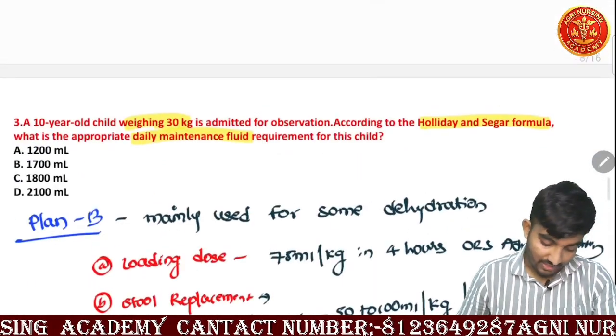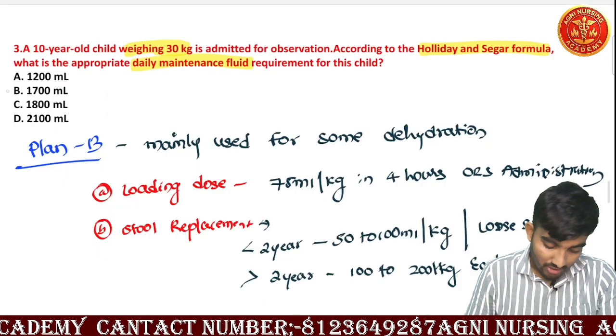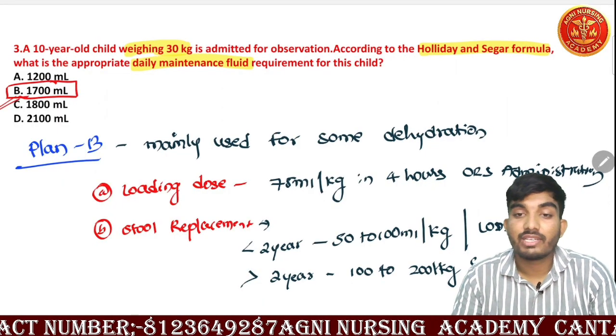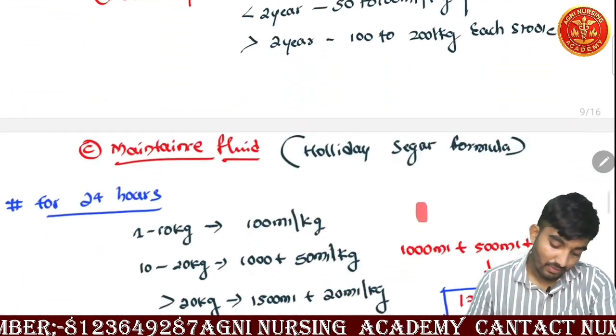We'll see the options. For this question, option B is the correct answer, that is 1700 ml. We'll see the next question.